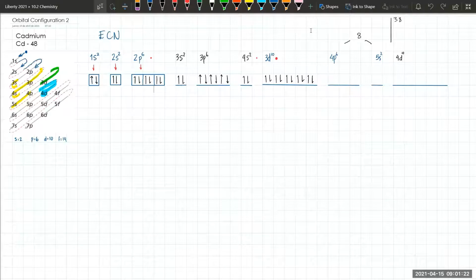For 4p6, I need six arrows. One up, two, three up, and three down. 5s2, two arrows, one up, one down. And 4d10, again, the arrows like that. One up, five, and then downward.